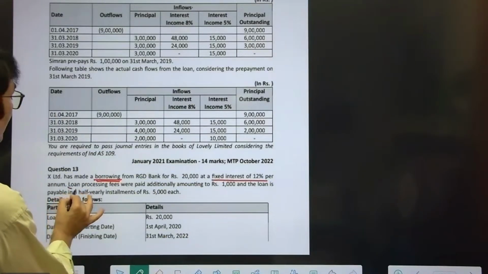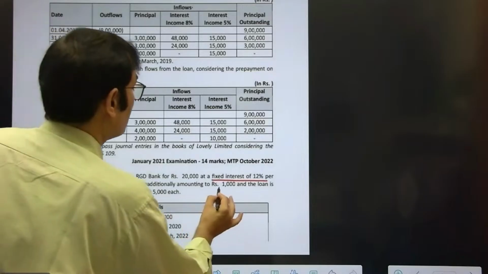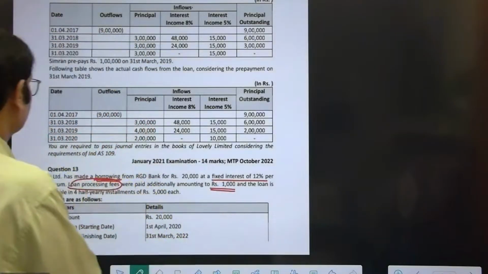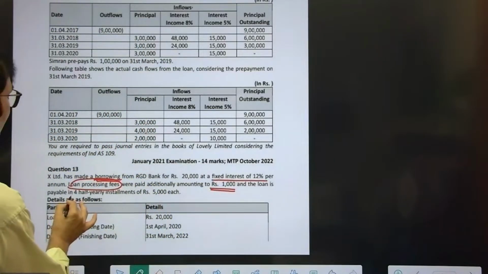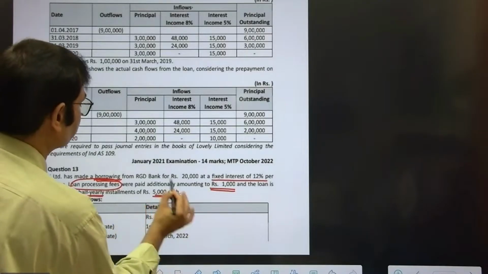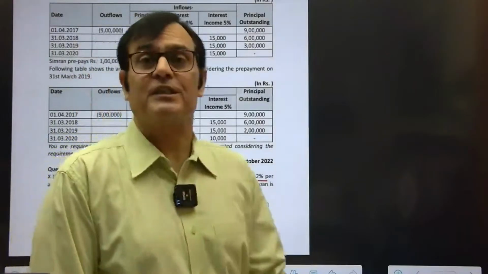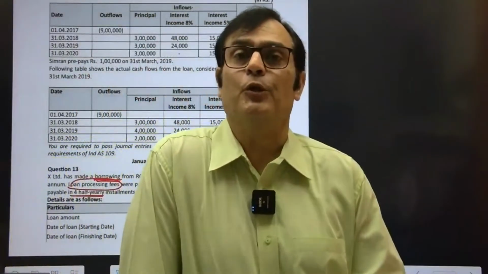Now there is a loan processing fees, which is paid additionally amounting to 1,000. And the loan is payable in 4 half-yearly installments of 5,000 rupees each. Now, the question is, what is the treatment of the processing fees which is attached to the loan?